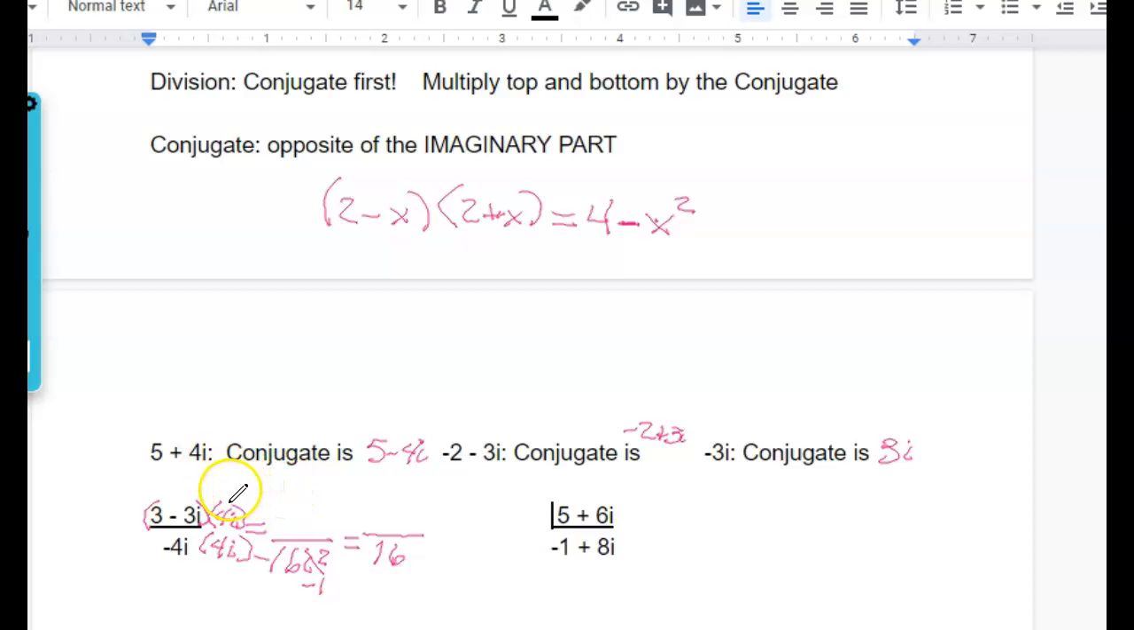Okay, in the top, I'm going to distribute 3 times 4i, which is 12i. 3 times 4 is 12. i times i is i squared, and I put that minus sign in between. I have to change that i squared to a negative 1, so I have 12i. Remember, I don't care about the i in the numerator, it's only in the denominator that I have to get rid of it. Negative 12 times negative 1 is positive 12.